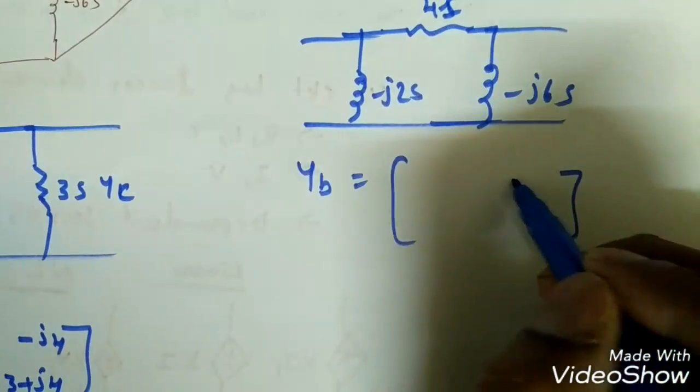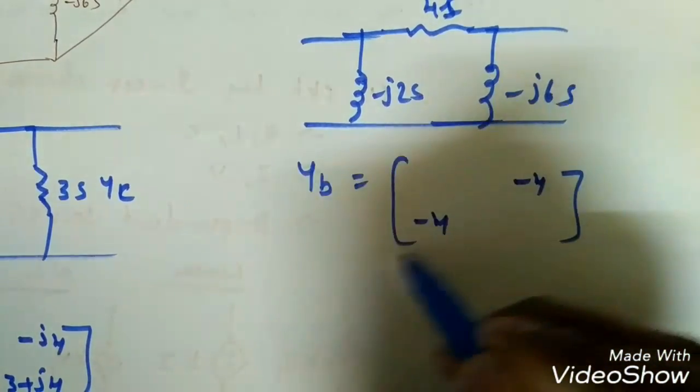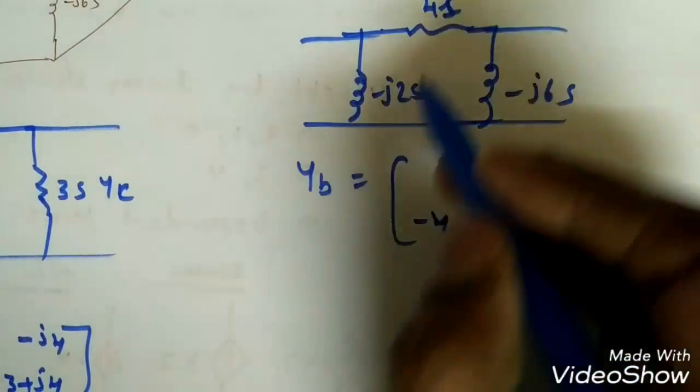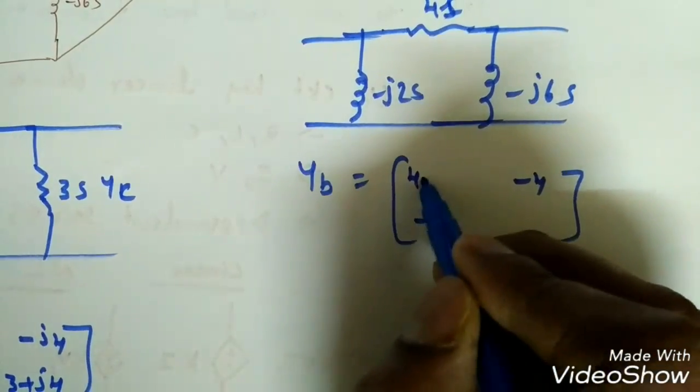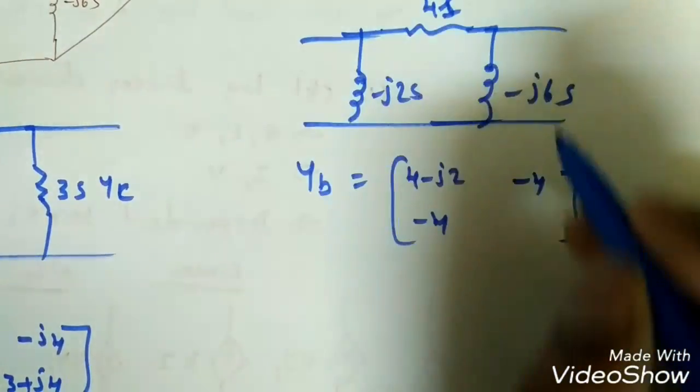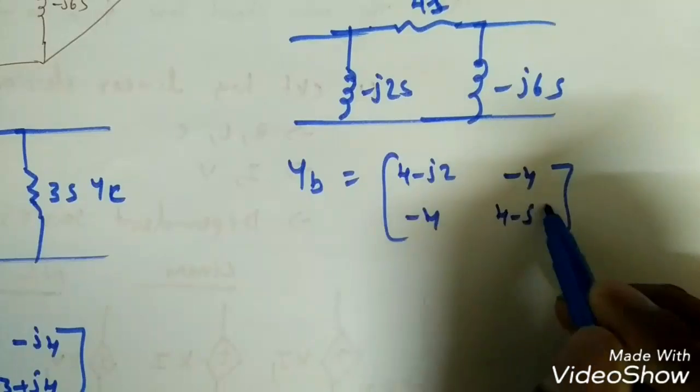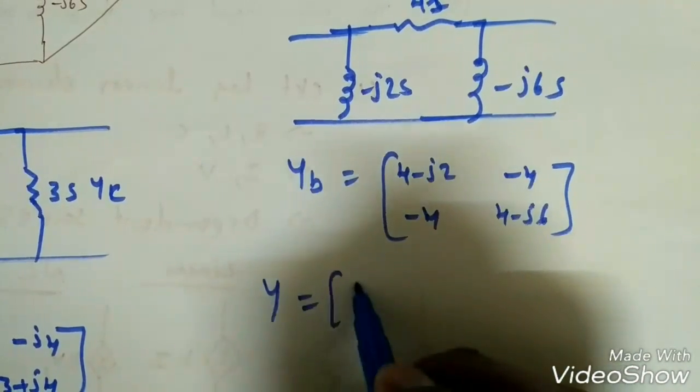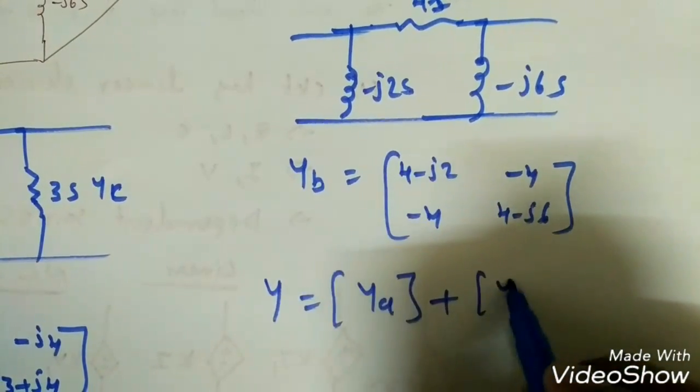So this 4 Siemens is common. So minus 4, that is minus YB or minus YC, etc. Then we have to add these two: 4 minus J2 here, and here we need to add these two: 4 minus J6 here. So total Y is equal to YA plus YB.